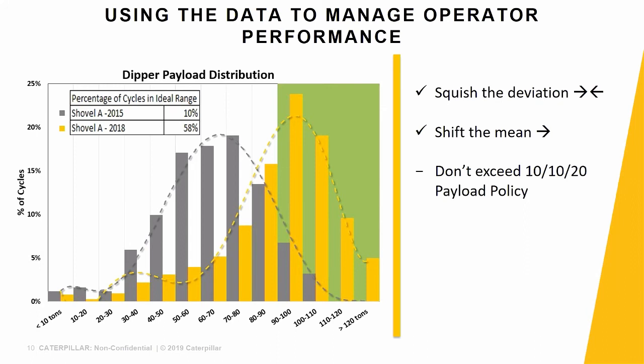Now this data here is coming actually off the shovel, not the trucks. And basically the goal of this is to shrink the deviation and shift the mean, while still not exceeding the 10-10-20 policy on the trucks, which is pretty common across the board. This is a good example of how one customer really succeeded in improving the overall payload and performance of not only the shovel, but also the trucks, hopefully getting a lower cost per ton as well.